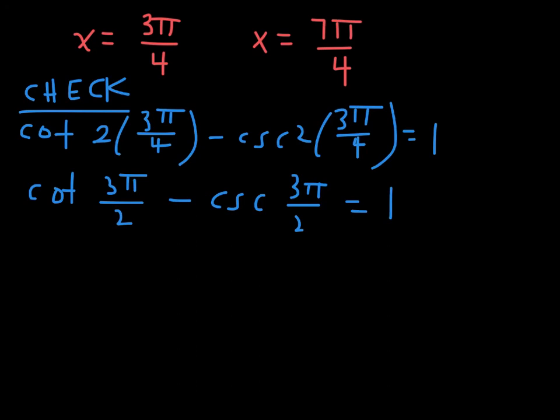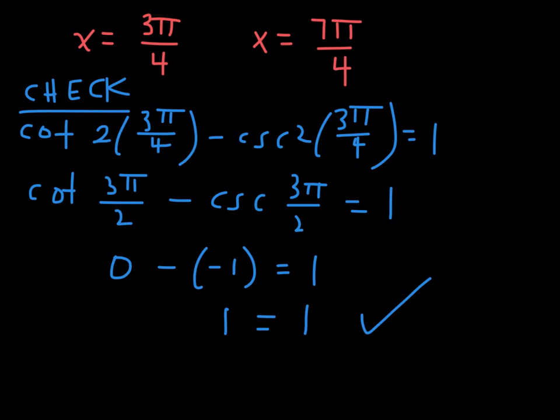Now, cotangent of 3 pi over 2 is just 0, minus cosecant of 3 pi over 2, which is the reciprocal of sine of 3 pi over 2. And sine of 3 pi over 2 is negative 1. And cosecant is the reciprocal of that. The reciprocal of negative 1 is just negative 1. I stuttered there. Sorry if I confused you. So 1 is equal to 1. This definitely checks out. What I would invite you to do is to plug in 7 pi over 4 and confirm that it checks out.